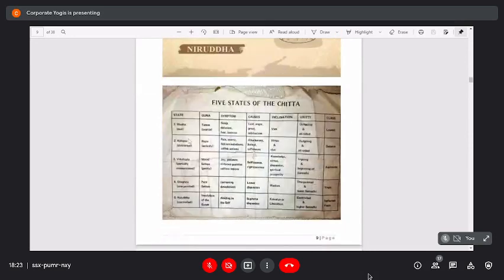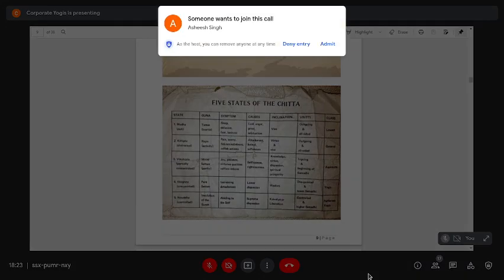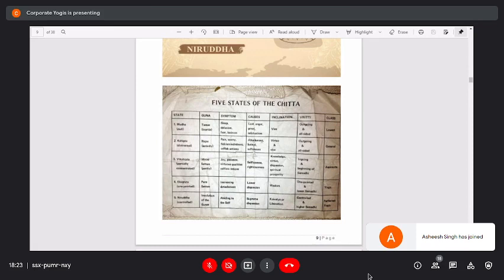So each state has some influence of the guna. In Mudha state, you are more influenced by the tamas guna, that is inertia. In a Kshipta stage, you are more influenced by the rajas, which means activity. You are restless. You are doing one activity, then going to another activity. Then Vikshipta is a kind of butterfly stage, so partially concentrated. You have a mix of sattva guna and rajas guna.